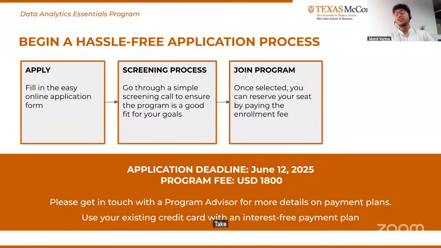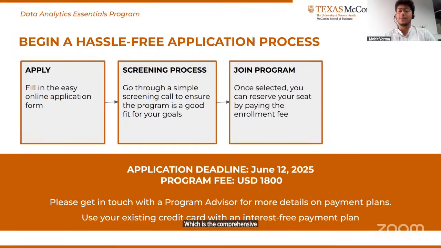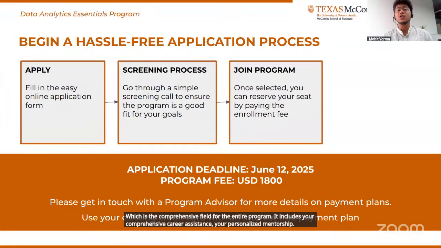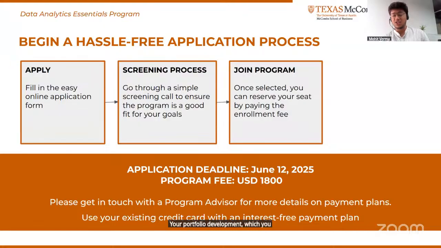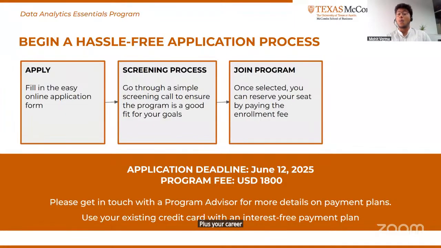Take up your chance. The fee of the program is 1,800 US dollars, which is the comprehensive fee for the entire program. It includes your career assistance, your personalized mentorship, and your portfolio development, which you will get after your program completes so that you can go for your interviews and showcase your hands-on knowledge of data analysis. The career assistance will ensure that your visibility on LinkedIn is increased manifold. You will also have your resume reviewed, and we will upgrade it to meet the best of the industry standard.